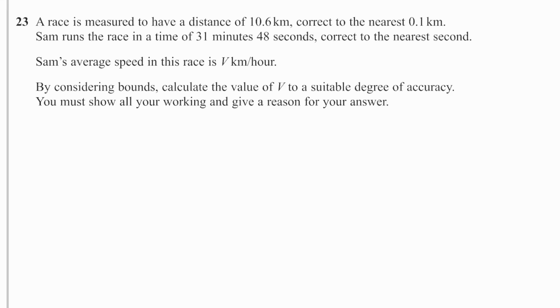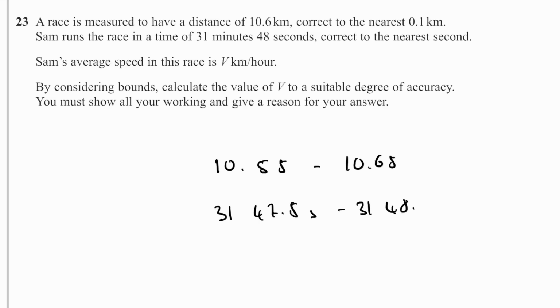Okay, so let's work out the bounds over here. So if the race distance is 10.6 to the nearest 0.1, then technically this could be 10.55 kilometers all the way to 10.65 kilometers. Okay, so that's how we write our bounds there. And then the time is given to the nearest second, so this could be 31 minutes 48 seconds, but it could actually be 31 minutes 47.5 seconds, all the way to 31 minutes 48.5 seconds. That is our bounds for our two measurements that were given.